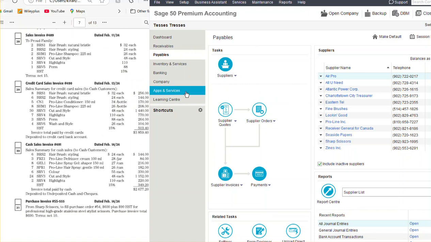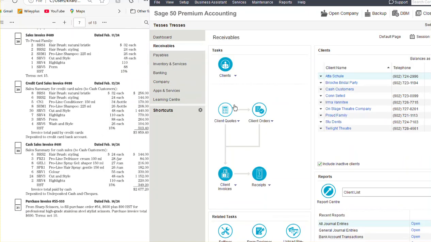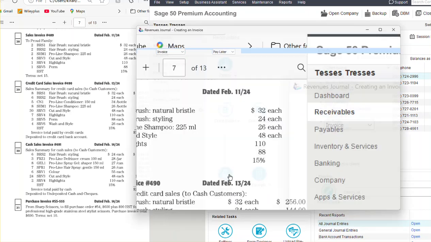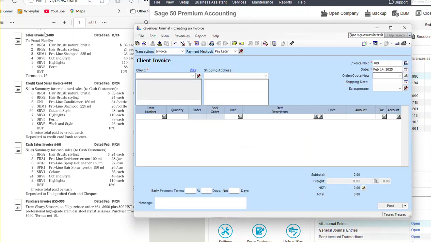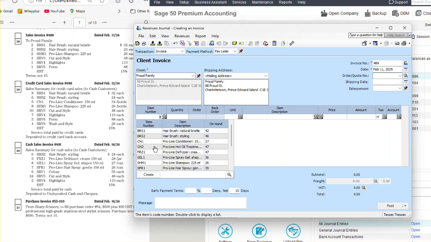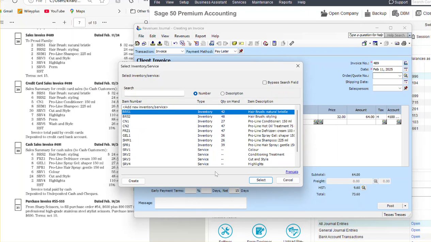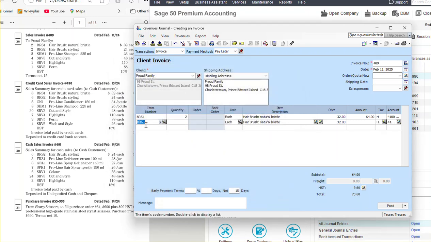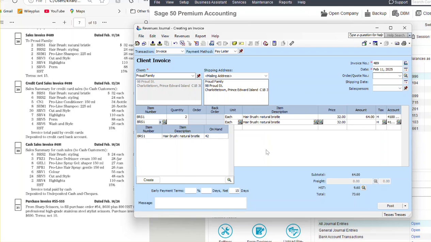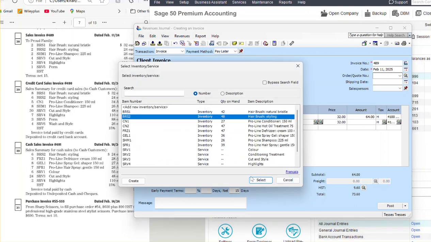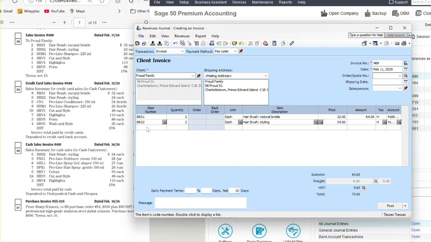I will go to my sales journal. If it's a sales journal, you're going to go to receivables, and it's an invoice. The invoice is from Proud Family, so let's do it from Proud Family. The date is the 11th because it's important to remember the dates. And then what we did is we have BRS1, and the quantity of that is 1. The second one is BRS2. We have BRS2, that is also 2. I go to my next line.